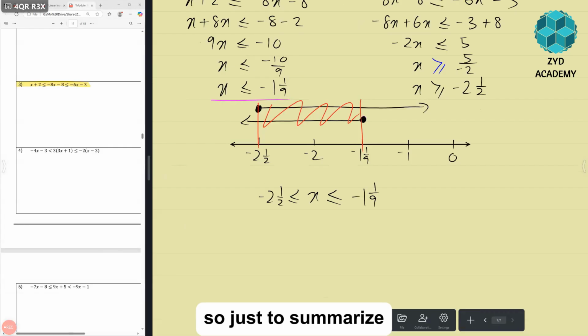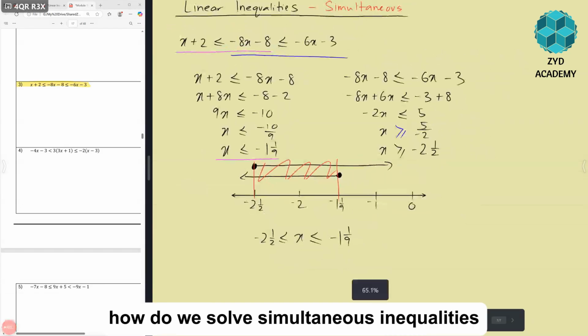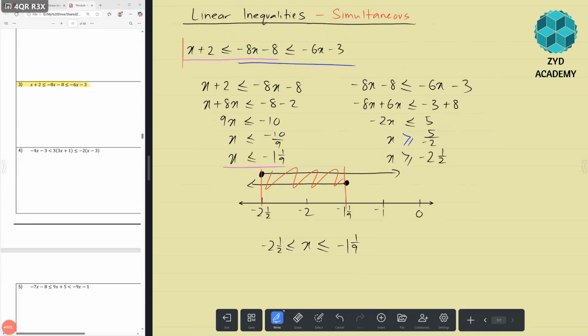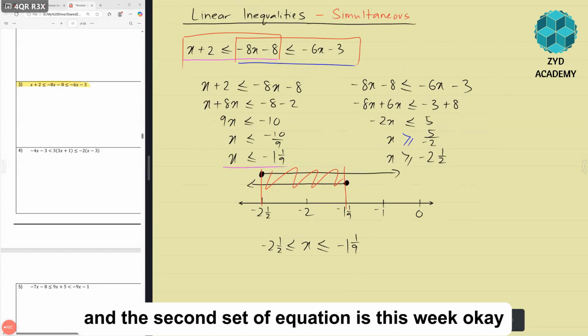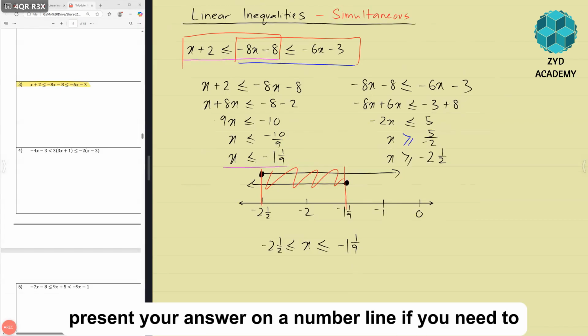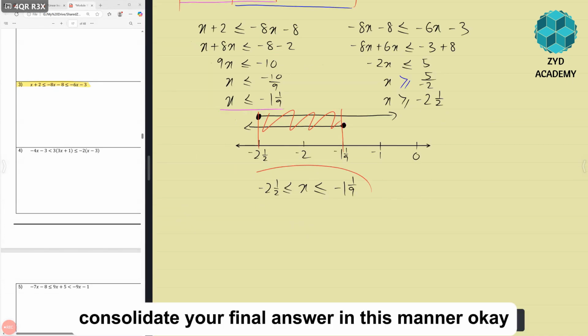Just to summarize, we solve simultaneous inequalities by first splitting our equation that we have here. This is the first set, and the second set is this way. Solve them individually, present your answer on a number line if you need to, and then finally consolidate your final answer in this manner.